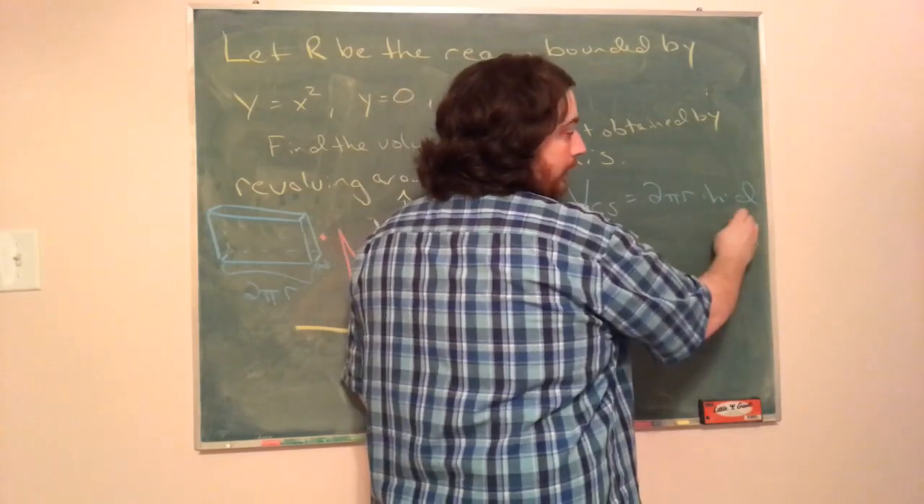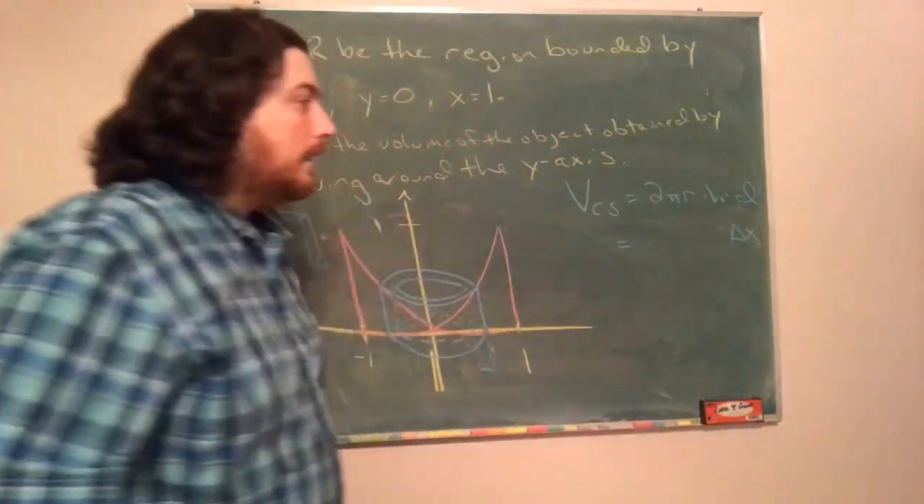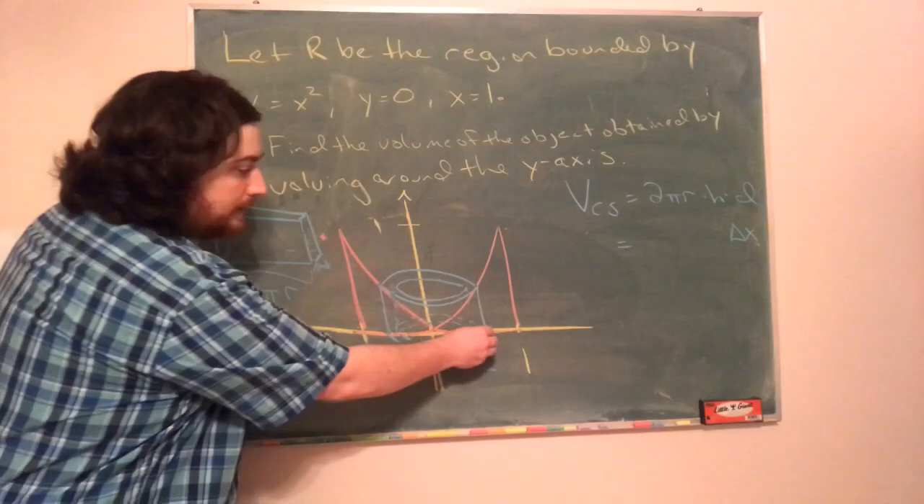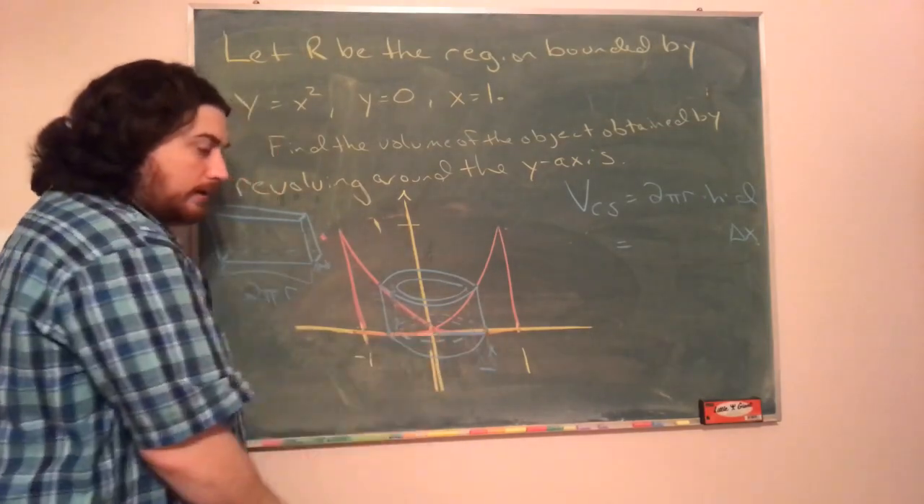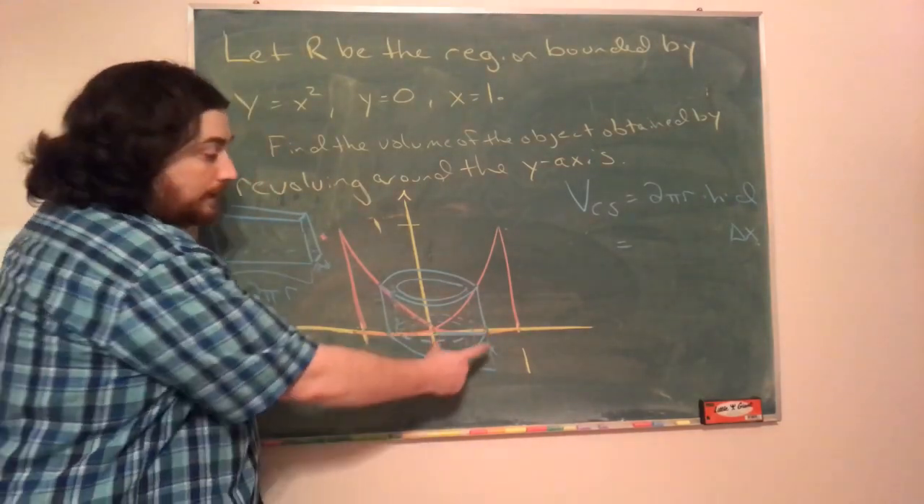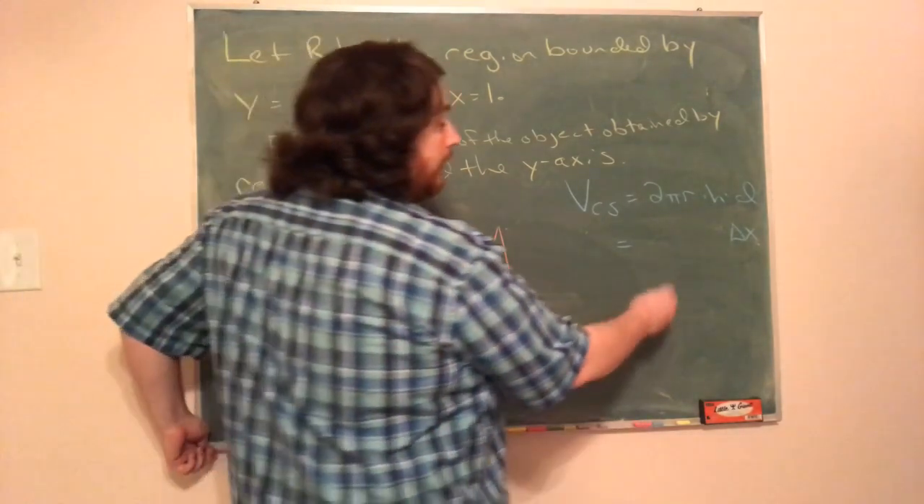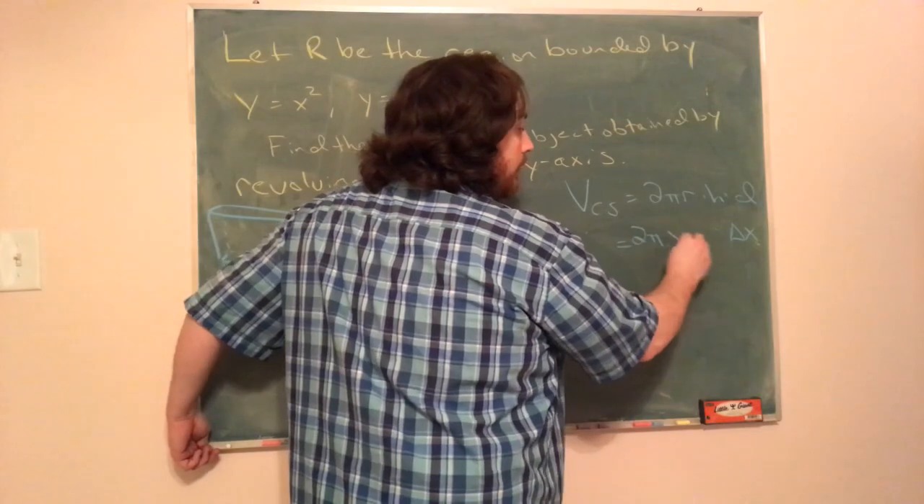And so now we've determined that our depth is delta x. So now we just need to find our radius and our height. Our radius is just going to be this value right here, and actually that one's pretty easy too because that's just the x value that we picked for drawing the shell out. So our radius is going to be x, so we get 2 pi x.